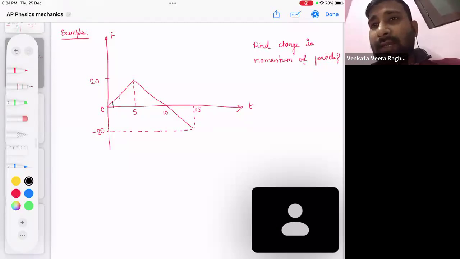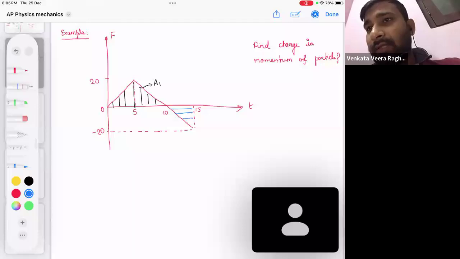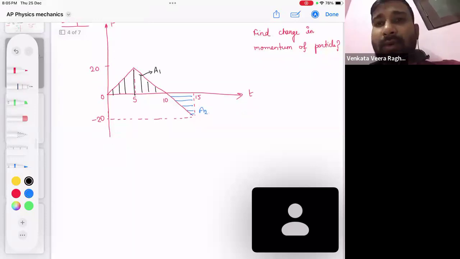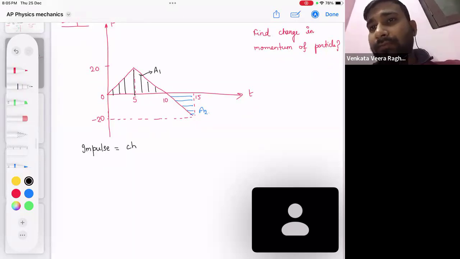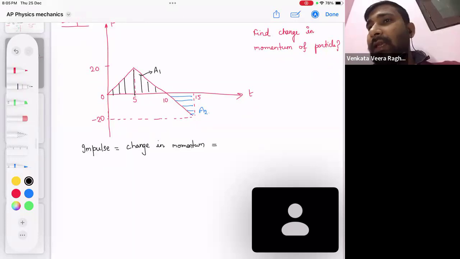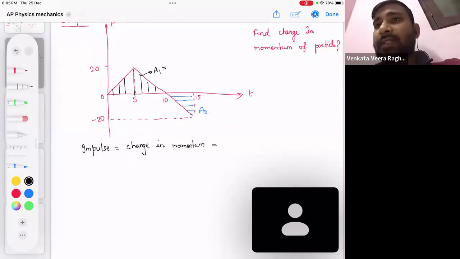So to calculate that, should we calculate this area? Let's call this area A1 and this area A2. Understood? This is A1 and A2. So if I want to calculate the impulse, or the change in momentum, should we calculate both the areas? And A1 will be positive and A2 area will be negative.